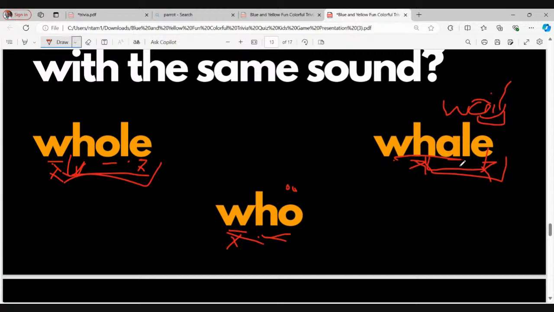Our next word is whale. And in whale, we hear "wale", and the H is silent, so we do not hear the H, then we hear the A, and the E at the end is silent. So whale has two silent letters. Always remember to put them in when you're spelling the word. Do not forget those two silent letters when spelling the word whale.